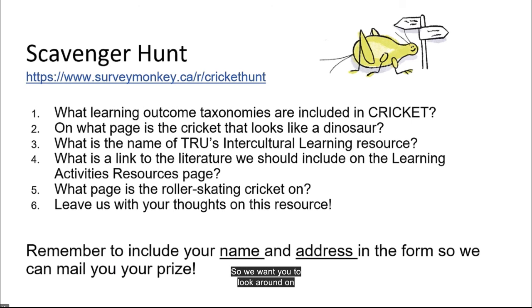So we want you to look around on our Cricut page and take a look and find all of the resources. So what learning outcomes taxonomies are included? Where's the cricket that looks like a dinosaur? What's the name of our intercultural learning resource? A link to the literature that we should include on the learning activities resource page. What page is the roller skating cricket on? So not all of these require research.